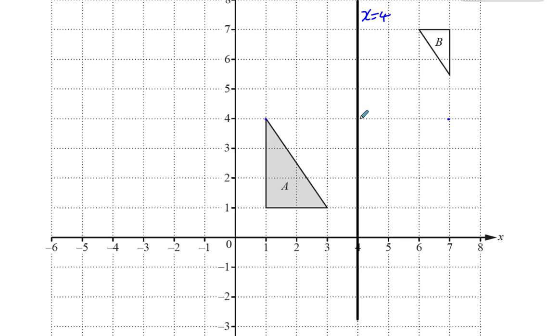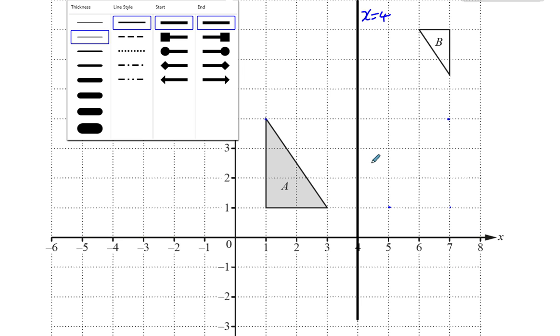So the distance of the image from the mirror line is the same distance as the object from the mirror line, but just on the other side of the mirror line, along a line which is perpendicular to the mirror line. So, for example, this point as well is going to be over there, and this point is going to be over here. So we have the 3 points that we need. We can just join them together with a straight line.